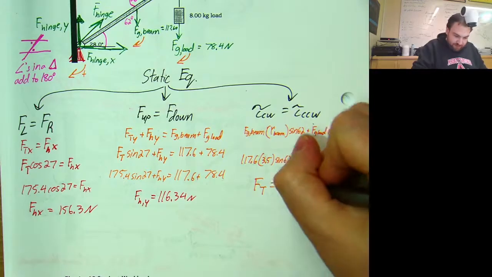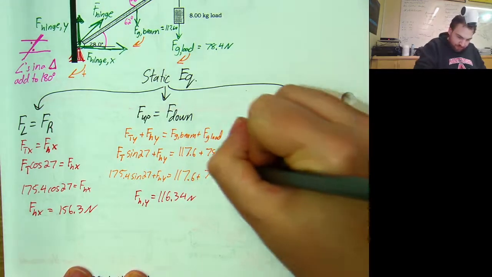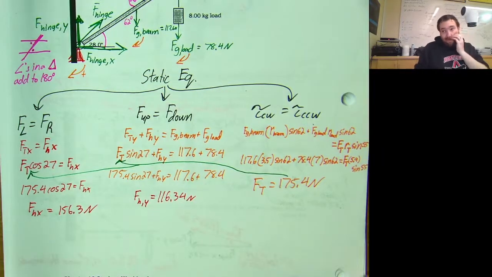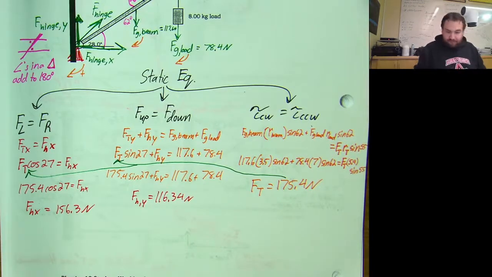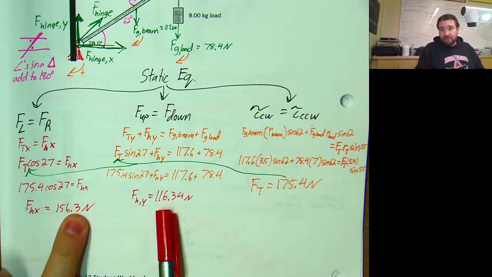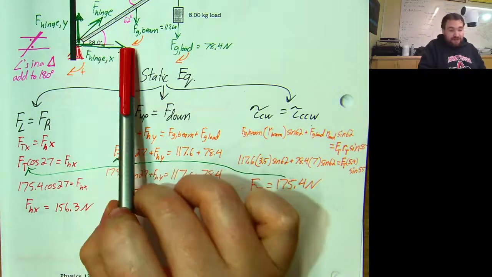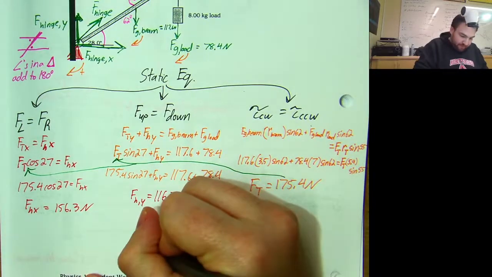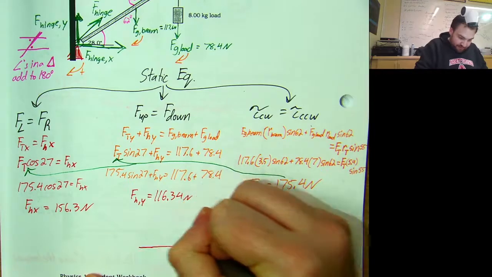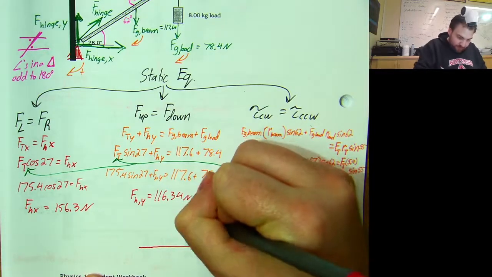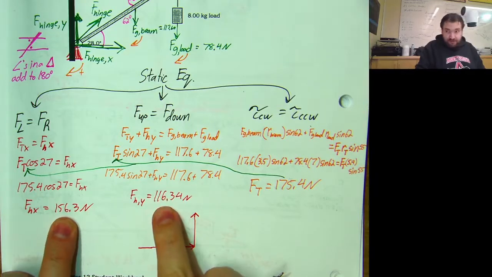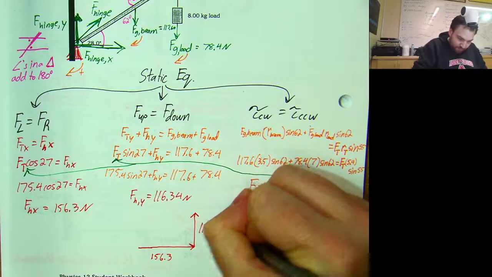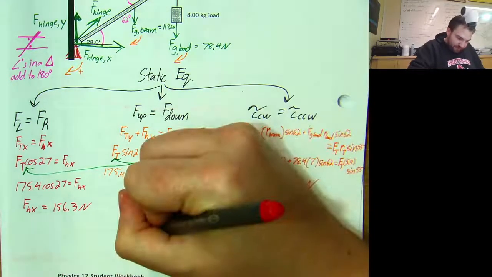And I'm just going to make it really clear what I did. I took this value here, and I plugged it in there, and I plugged it in there. And now both of these are positive, so that means the way I drew them to the right and up is correct. So I'm going to have something that looks like this. They're almost the same length because they're almost the same value. This is going to be 156.3. This is going to be 116.34. So there's my F hinge.